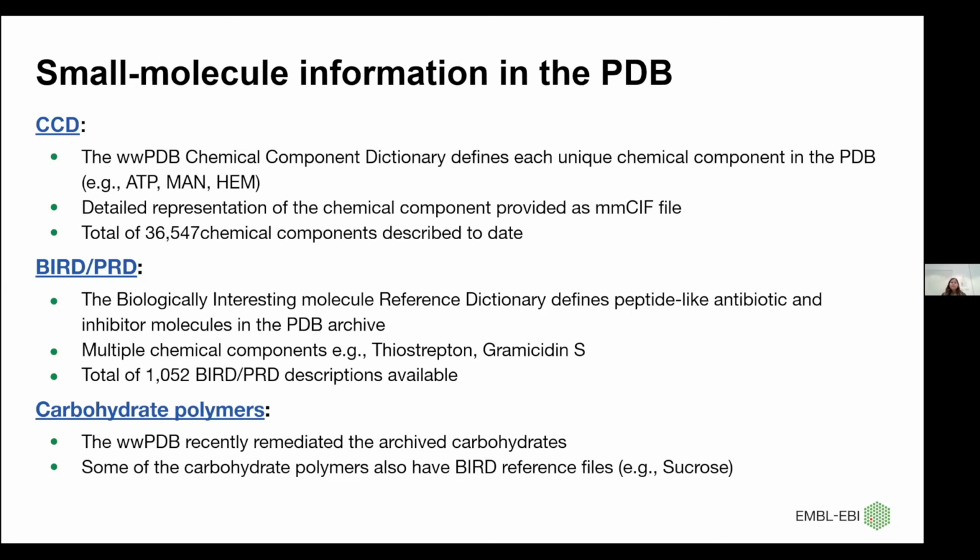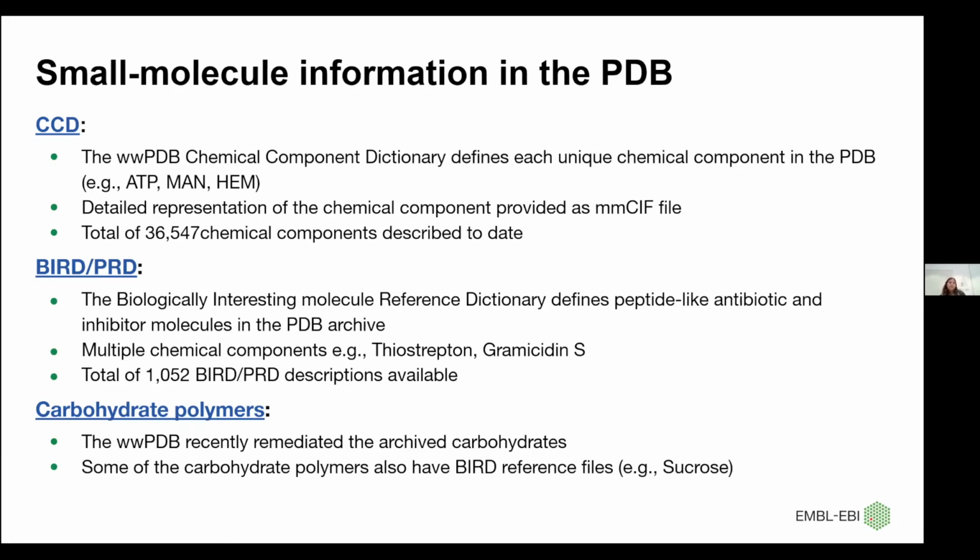Then we have specific use cases like BIRD or PRD, which is the Biologically Interesting molecule Reference Dictionary. These are specific to peptide-like, antibiotic and inhibitor molecules present in the PDB archive, and they include almost over 1,000 representatives. Very recently, we also did carbohydrate remediation, where we defined the carbohydrates in the archive as a whole molecule rather than their individual components. And some of these carbohydrates are also BIRD, for example, sucrose.